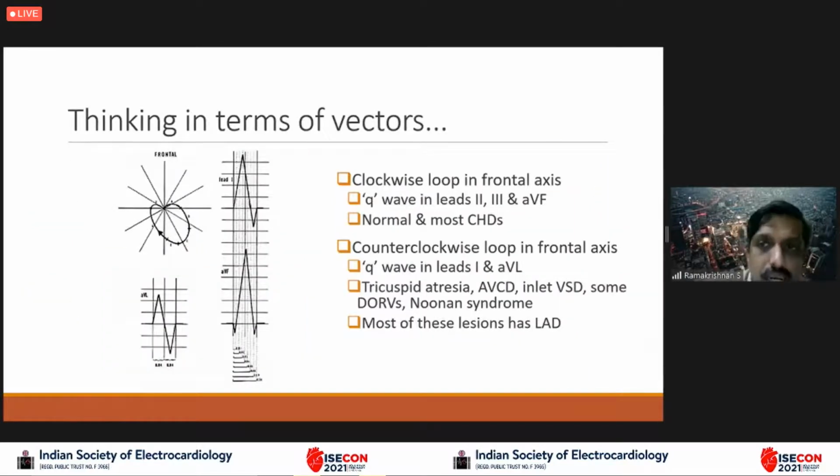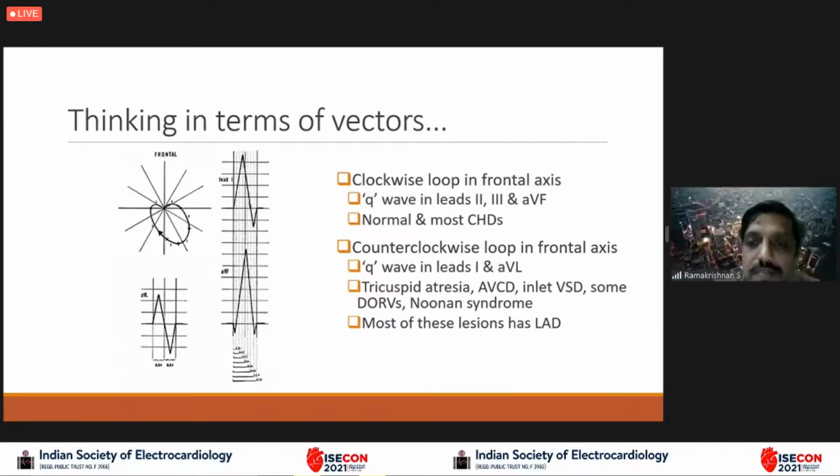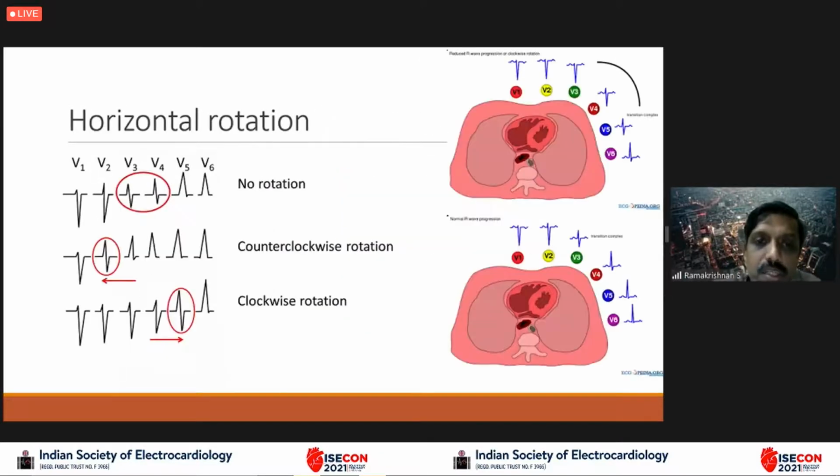So, I think for the people who are appearing for the exams, this is a very common concept that is often asked: what is the frontal QRS loop? A clockwise loop in frontal QRS will indicate Q wave in leads 2, 3 and AVF, and it's normal in most; a counterclockwise loop in frontal QRS axis will be there. Regarding horizontal rotation, initially counterclockwise rotation will be early transition, and clockwise rotation will be persistence of this.